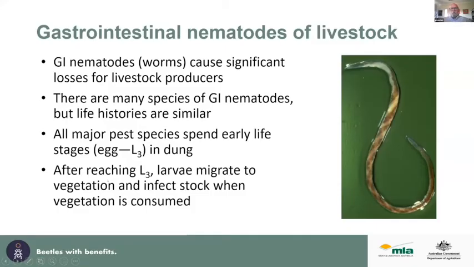As you heard in the previous talk, gastrointestinal nematodes are a significant problem for livestock producers because of the damage they cause to the digestive tract of the livestock, causing significant weight loss and potentially causing fatal conditions for weakened animals. There are quite a few species of gastrointestinal nematodes that affect livestock, but the life cycles of most of these nematodes are quite similar.